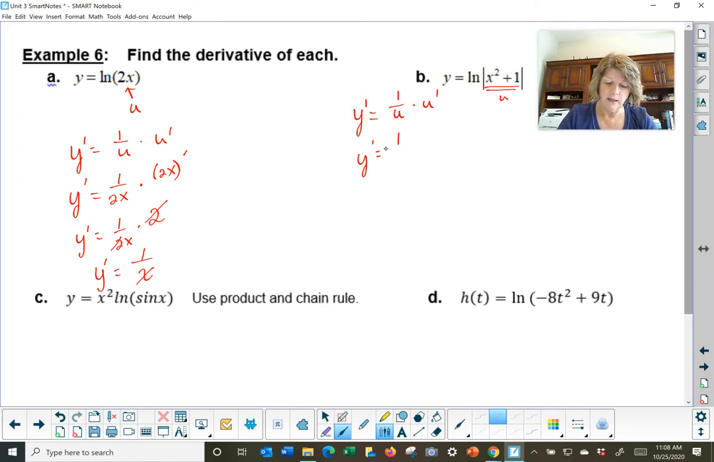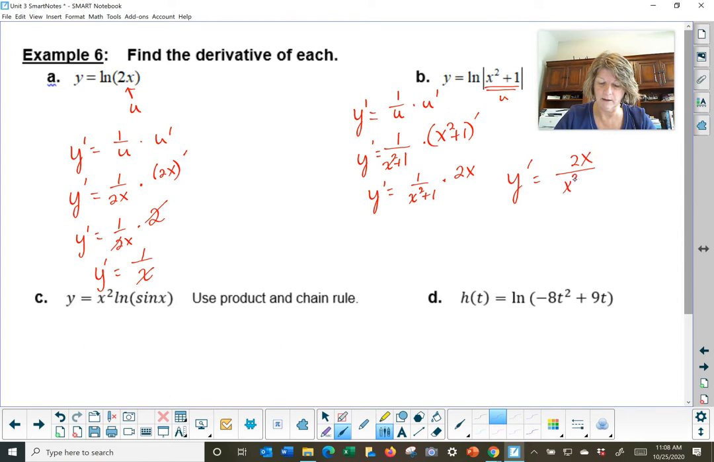So outer function, derivative of the natural log will place this as 1 over u, or 1 over x squared plus 1. I don't need absolute values on it. Times u prime. So that's going to be the derivative of that inside function. Derivative of x squared plus 1 would be a 2x. And finishing this one, I would write it as one nice fraction brought back together. And the rules for multiplying fractions would be numerator times numerator, denominator times denominator.